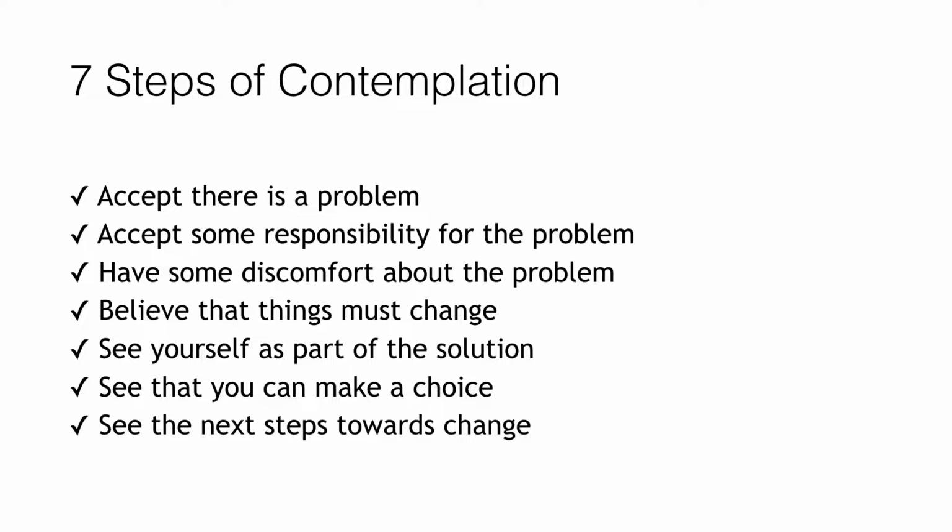The 7 steps of contemplation is a checklist. These 7 statements represent the conditions that indicate a person is at the contemplation stage. If these conditions are not met, the individual is probably still at the pre-contemplation stage, meaning they are not ready to consider change. It is important to confirm whether the person is ready for change or not.